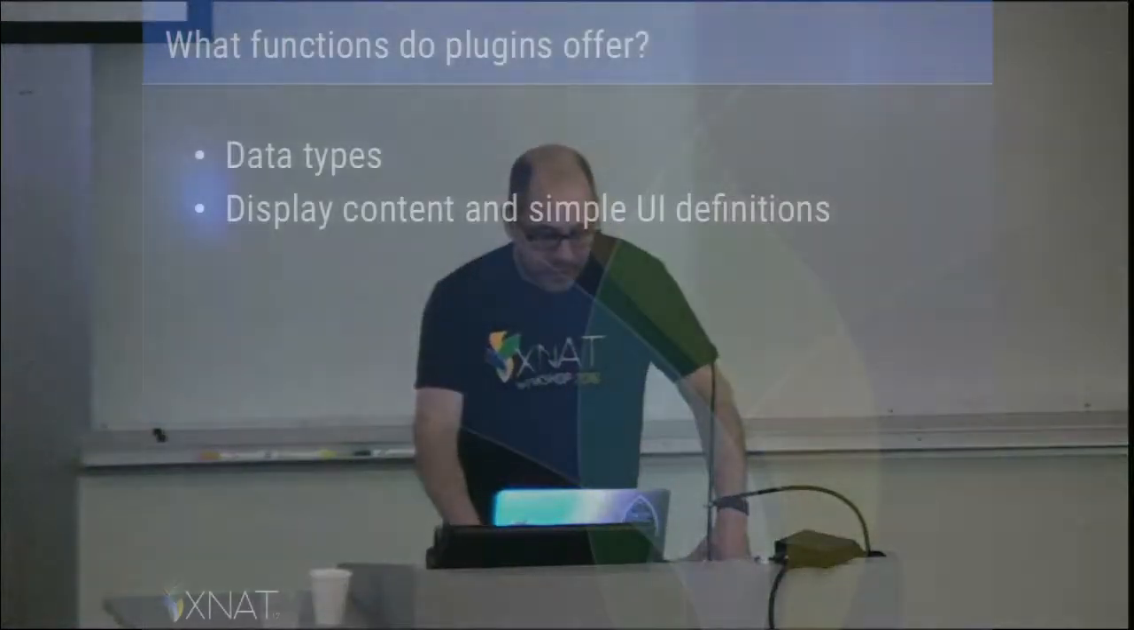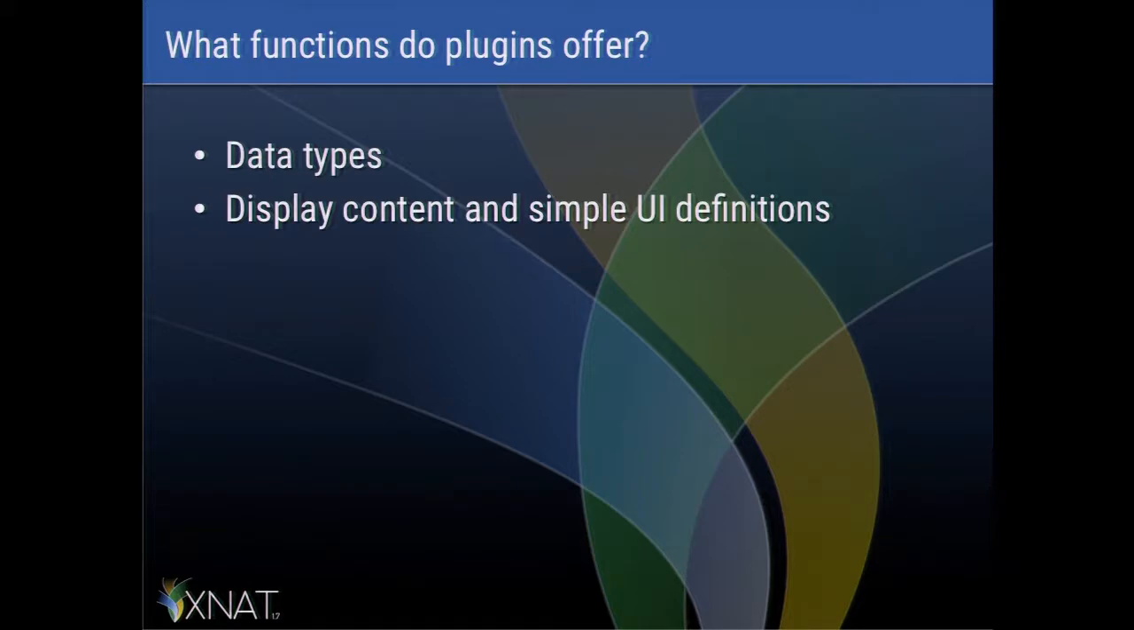The good news on those is that you don't have to do anything to those. The XSDs are exactly the same. The structure is pretty much exactly the same. You'll put them in a particular folder in your plugin, and they will go. Display content and simple UI definitions. For displays, if you've already got velocity templates that go with your data types, you're going to put them in a folder, it's a little bit of a different location in the plugin structure, but that's it. It'll all work exactly the same. So migrating from modules to plugins is not going to be hard.